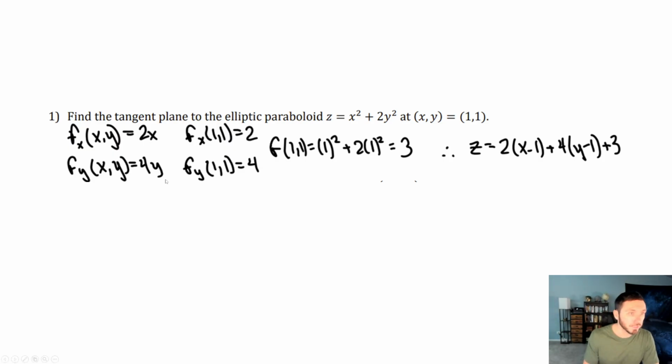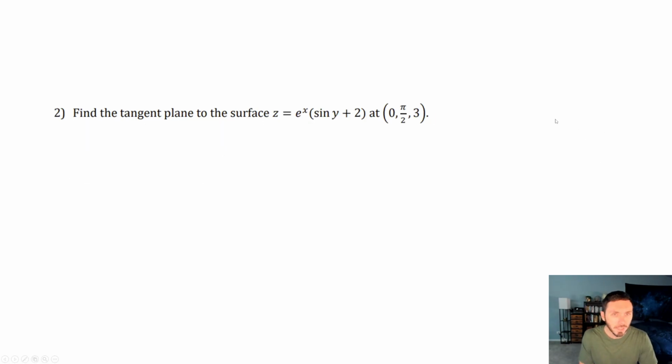So we found those partials, we plugged in (1, 1) into each of those, and those served as our slopes in some way. Thereafter, we plugged it into the original, and that's what we tacked on at the end. Let's do another. This one has a little bit more funk to it, I'm going to say. So give this one a go.